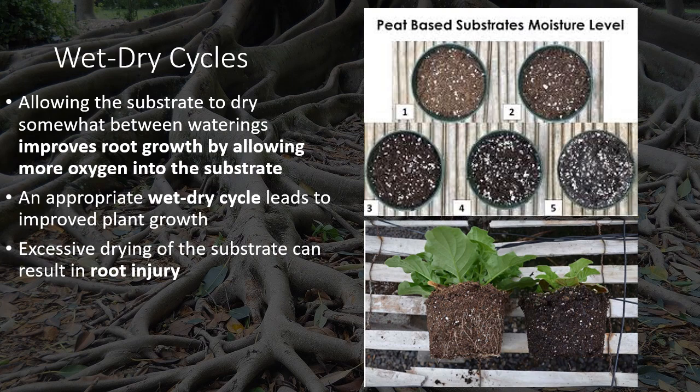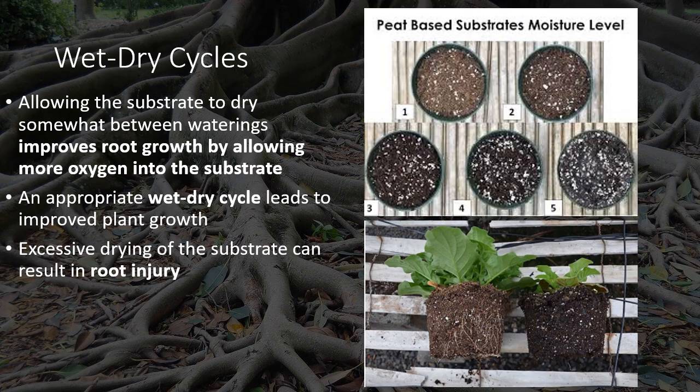This is more of a greenhouse management question. But level 5 is saturated. The media should be shiny with water on the surface, and if you squeeze it, it will just actively drip water. In fact, you don't even have to squeeze level 5 substrate. It's just actively dripping. It's so wet.